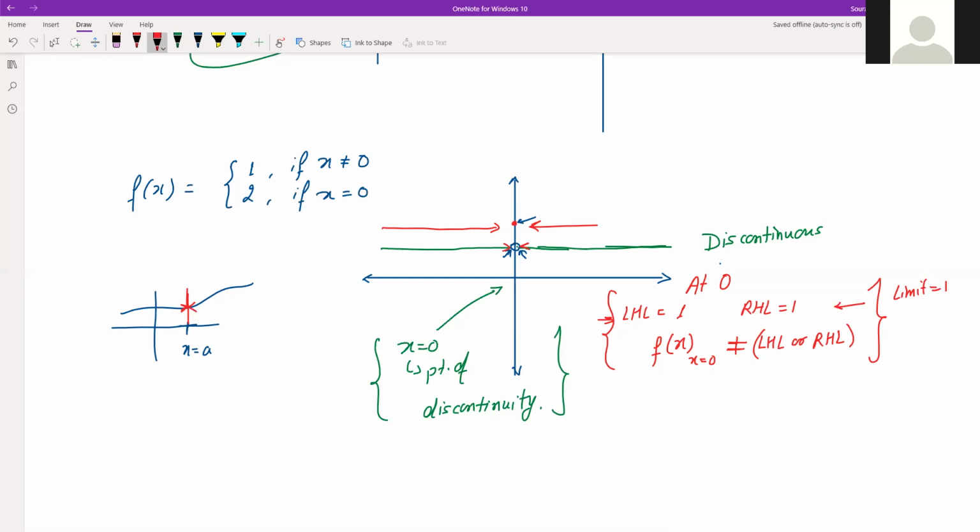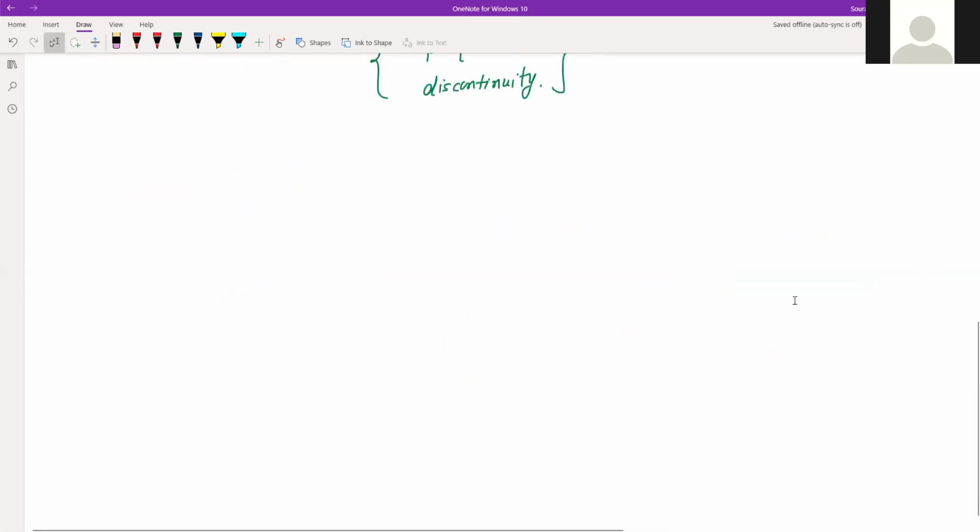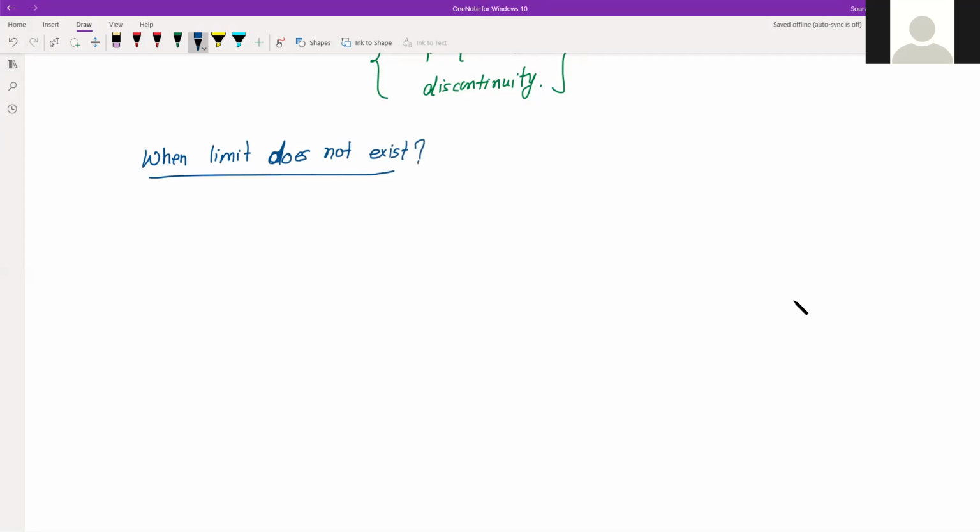So this is the situation in which a function won't be continuous. That is, there are two possibilities. If the limit itself does not exist, what is the case when the limit does not exist? When do we say the limit of a function does not exist? When a function's left hand limit is not equal to its right hand limit.